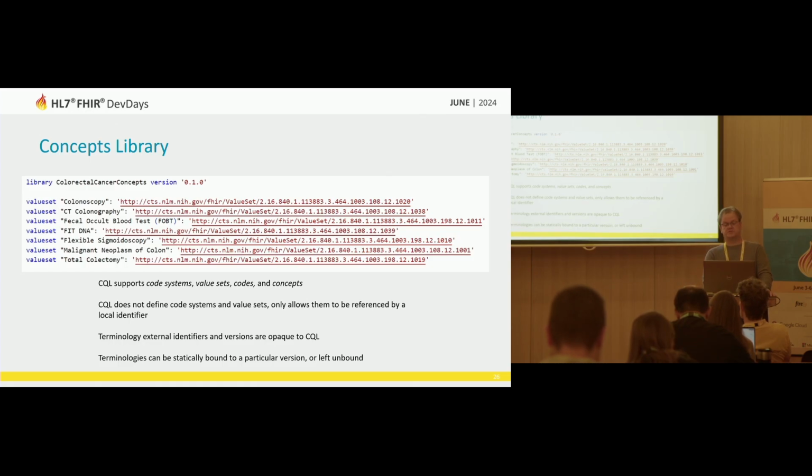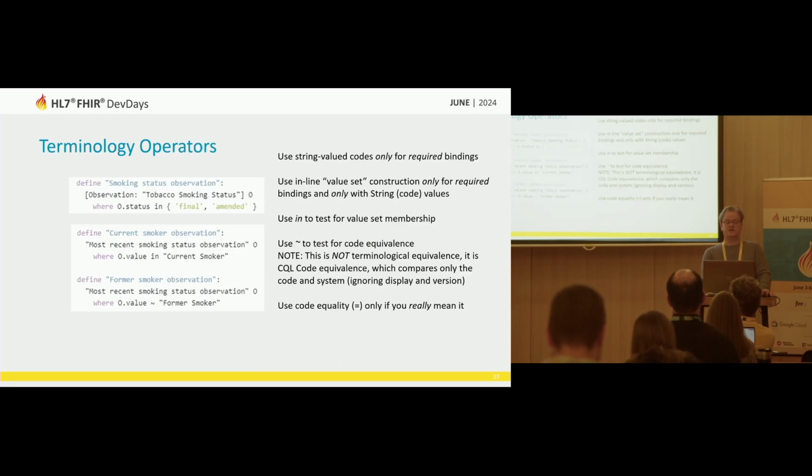CQL supports code systems, value sets, codes, and concepts. It does not define them. You can't define a value set in CQL. You can only point to an external definition or a code system. Terminology, external identifiers, and versions are opaque to CQL. CQL has no idea what this URL means. It's just going to pass it to a terminology endpoint and ask for an evaluation. And it just understands what a code system is, and it understands what a value set is, and can make use of those in operations like terminology operators.